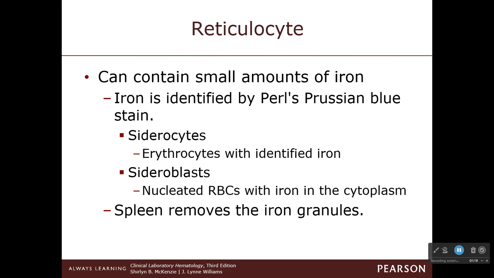I don't know if I want to do this right now. I do want to do this part, okay?